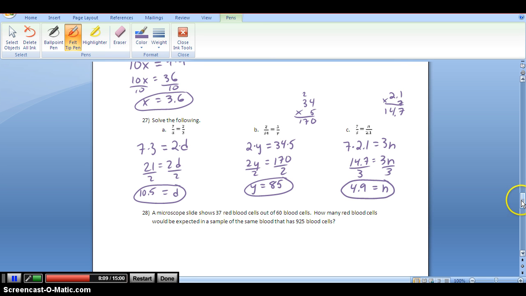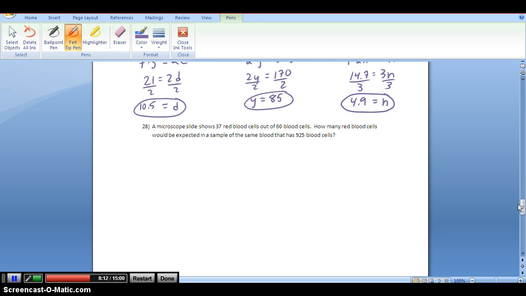In this particular one, let's do a real application of this. A microscope slide shows that 37 red blood cells out of 60, out of is like a fraction, 37 out of 60. There's a bunch of blood cells in them, 37 of them are red, 37 out of 60 of them. How many red blood cells would be expected in a sample of the same blood that has 925 blood cells? This one happened to be blood cells, and the top one happened to be red blood cells.